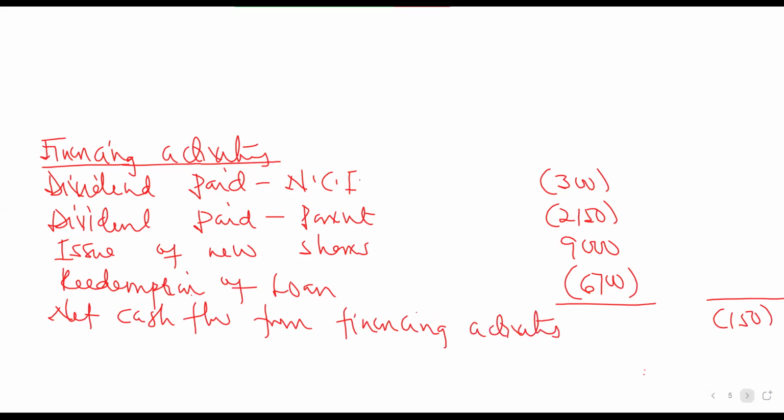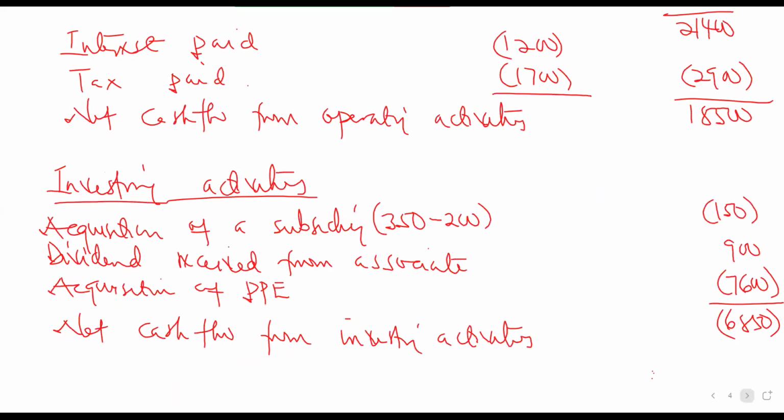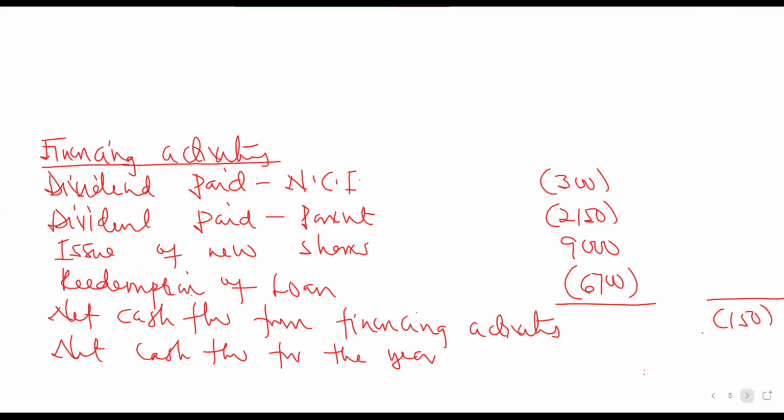Okay, so let's put the two together and have our net cash flow for the year. We have the 18,500 against 6,850 minus 150. I'm having 11,500. Is that correct?